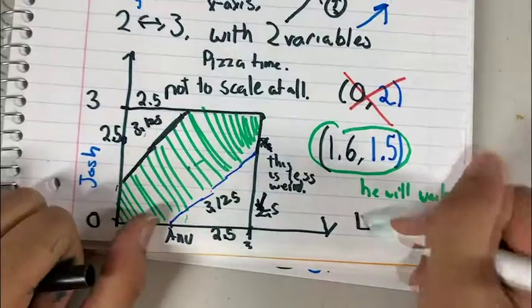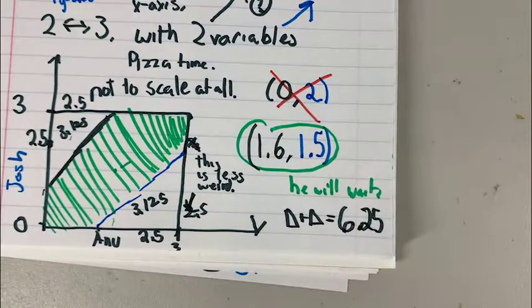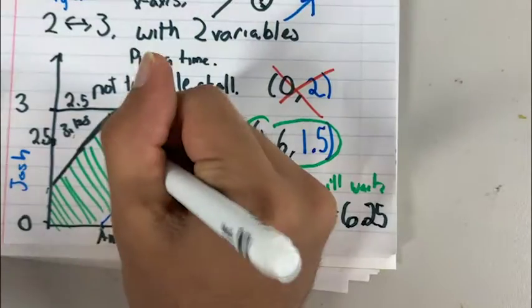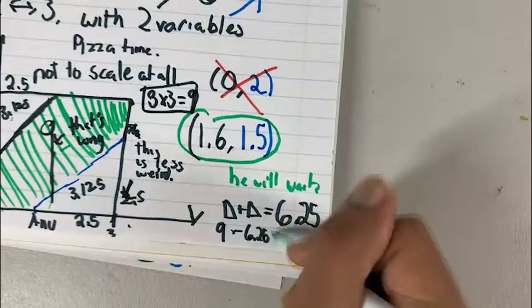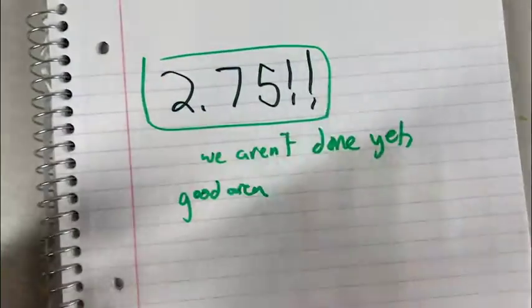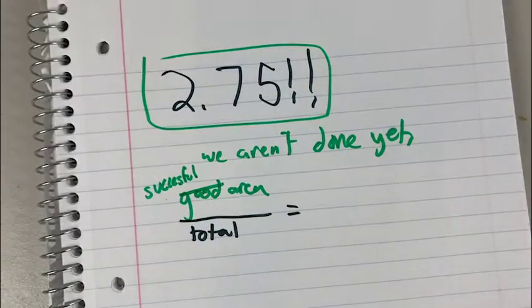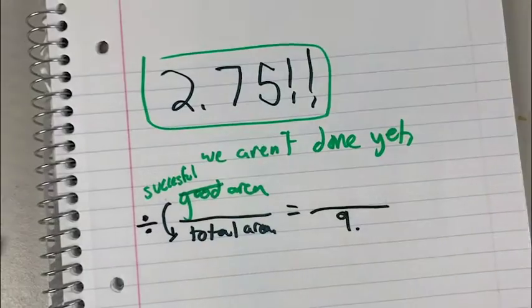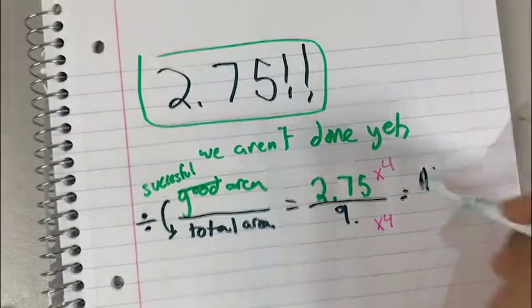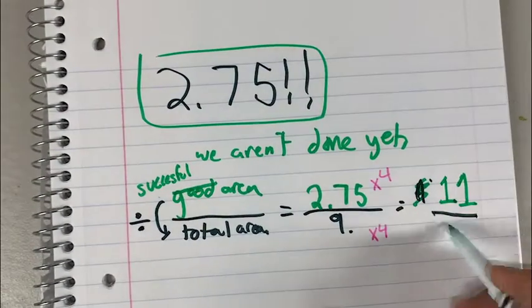Now, the area of the triangles together is 6.25, and since our total area is 9, as 3 times 3 is 9, our strip has an area of 2.75. And if we divide the successful area, or the area in which we meet, by the total area, 9, the probability we have of meeting is 11 over 36.